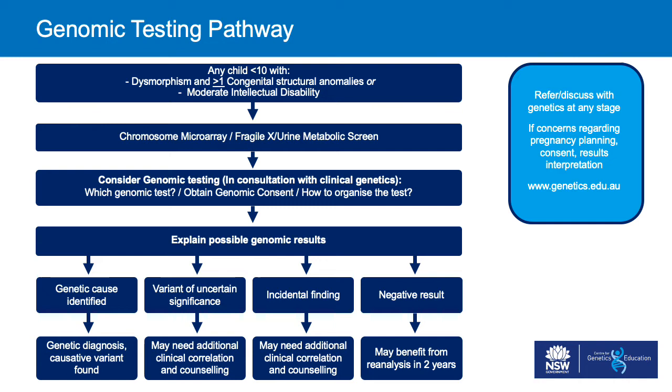The rest of the talks will go through this genomic testing pathway that we have developed that helps to bring together all the steps involved in testing for your patients. This includes the Medicare indications in the first box, as well as baseline investigations with chromosome microarray, Fragile X, and urine metabolic screen, to considering genomic testing in your patient, which needs to be done in consultation with clinical genetics, as well as explaining possible genomic testing results.